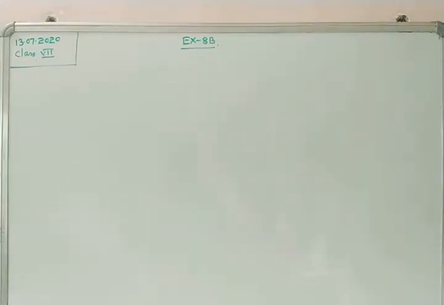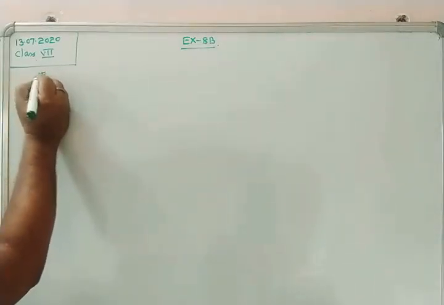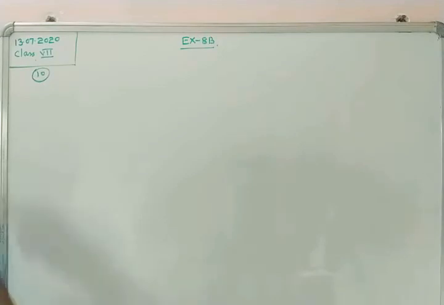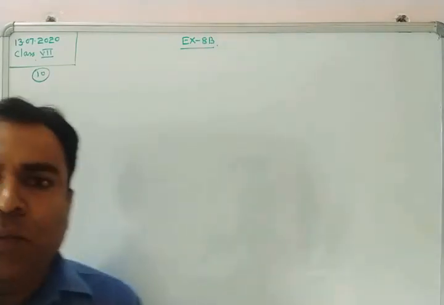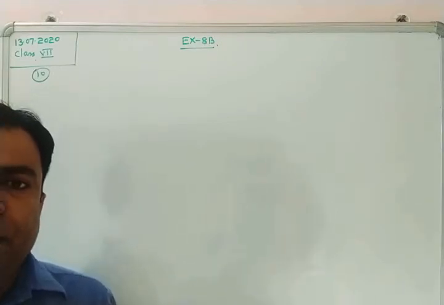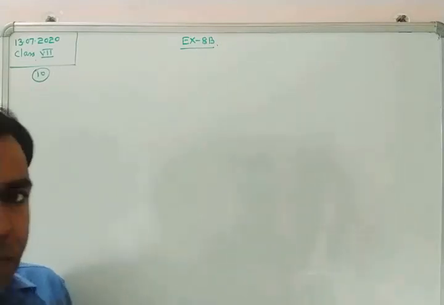Students, coming back with question number 10. What is given? The sum of 3 consecutive natural numbers. Natural numbers means what? 1, 2, 3, 4, 5. It means there is a difference of 1.